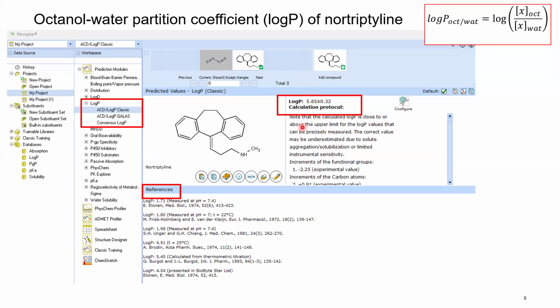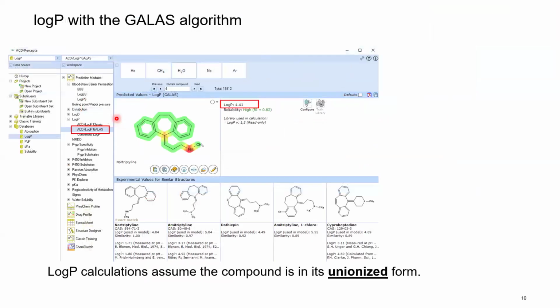Never take any predicted value for granted. You look at the reference, see, does it make sense? And then you can also look at the other algorithm, which looks at similar compounds. So not increments, but similarities between compounds. And there, the log P is lower with 4.4. And because there is no consensus, the program gives you a consensus here, and you can look it up.